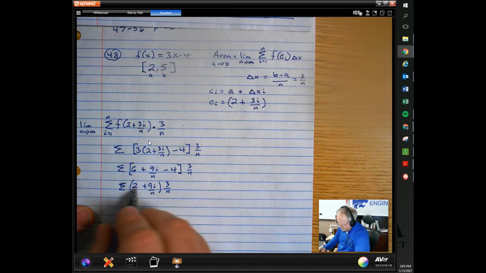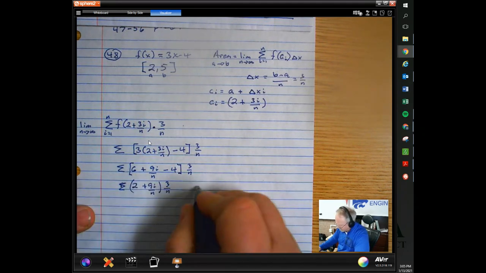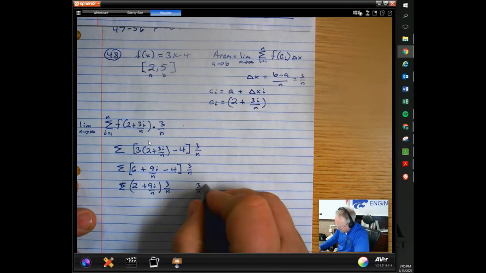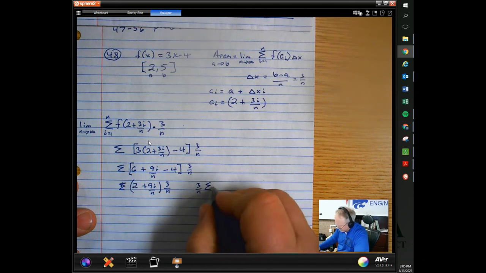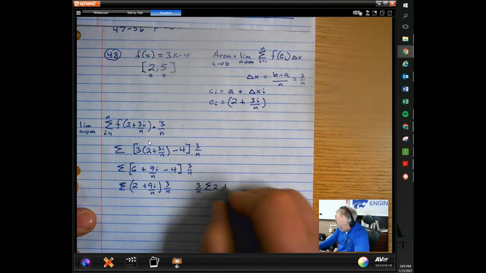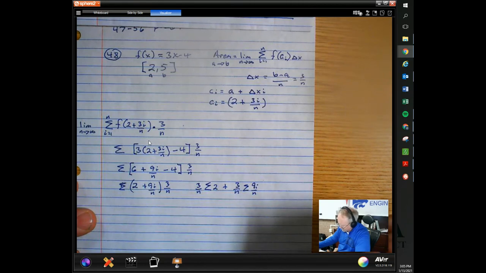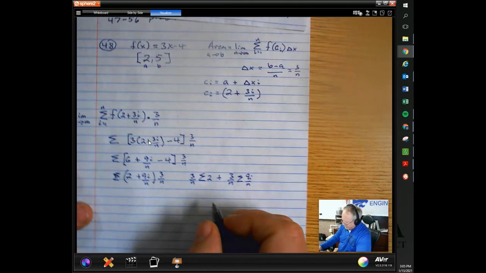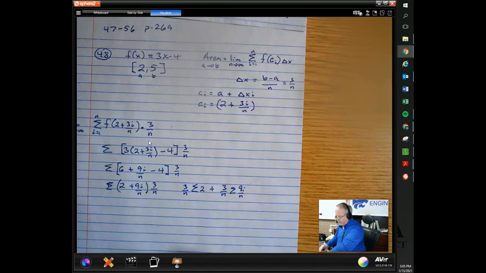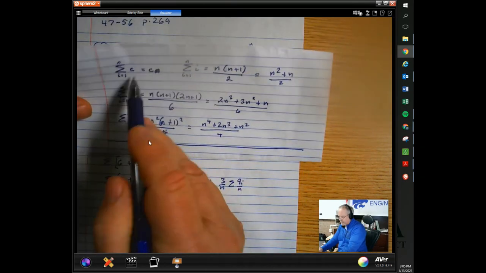So I'm going to turn this into 2 of these summations. I'm going to bring the 3 over n out, and then that is going to be the summation of 2 plus 3 over n, right? Kind of like the distributive property, summation 9i over n, like that.